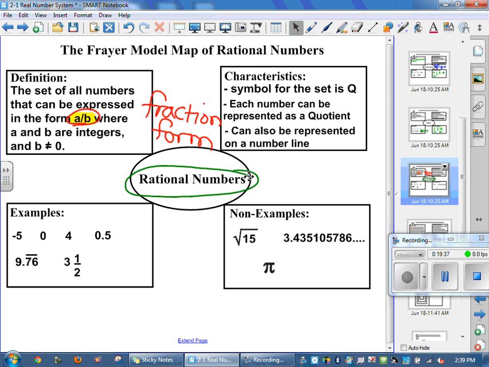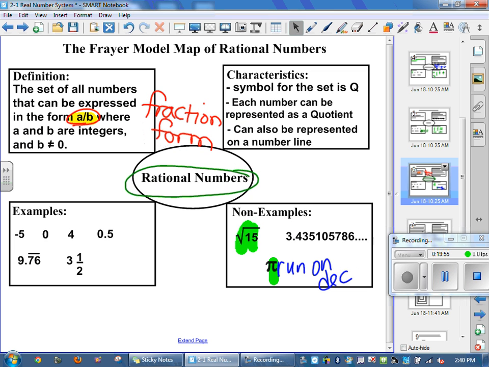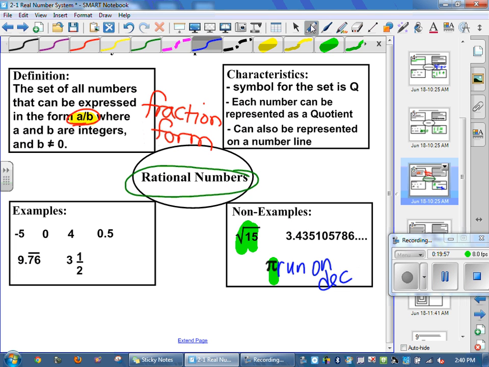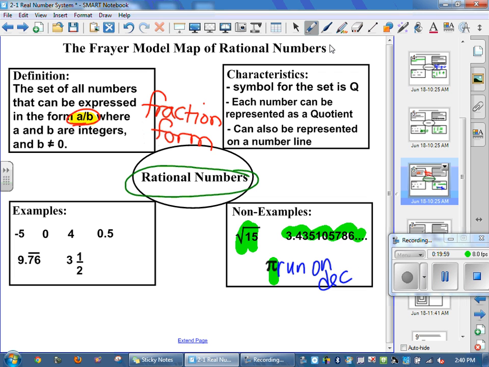It does not have non-perfect roots. It doesn't have pi. It's a run-on decimal. If you're not sure, that's a run-on decimal. Okay? And that's what this is showing us. It says it's not a pi. Yeah, this is also a run-on decimal. Okay? All right. Well, let's take a look at irrational numbers.